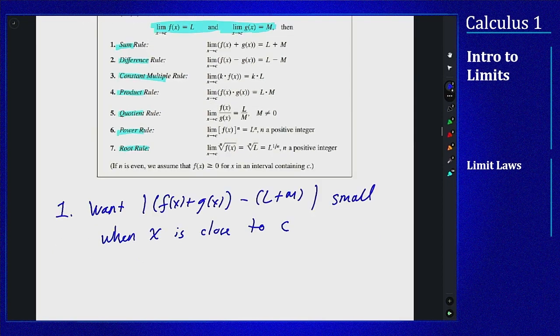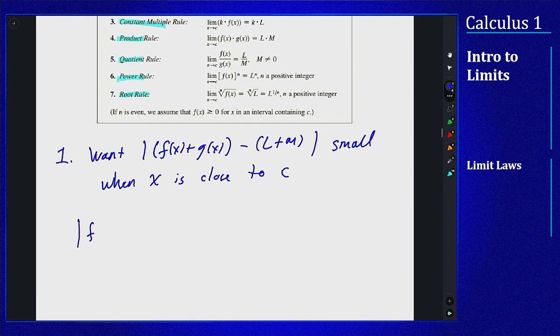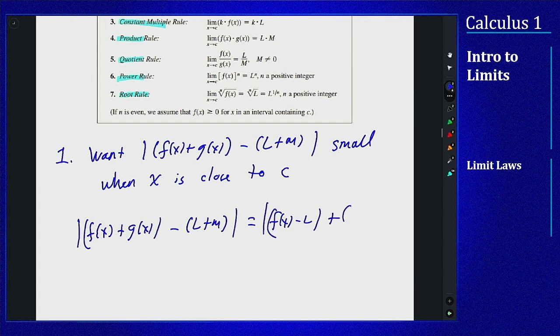But I can split that into two parts. By the triangle inequality, I know that if I look at f of x plus g of x minus L plus M, I can rewrite that as f of x minus L plus g of x minus M. And what do I know? Well, I know that because the limit of f is L and the limit of g is M, this is small and this is small. And the sum of two very small things is still small. So my result here is still small.